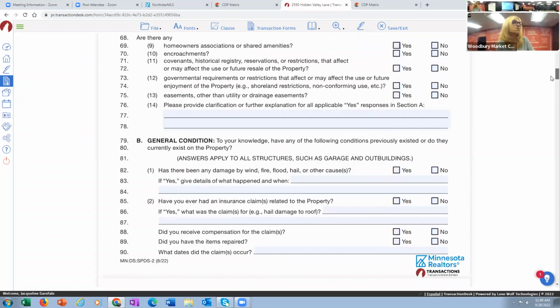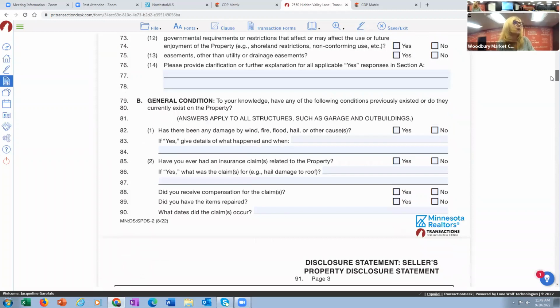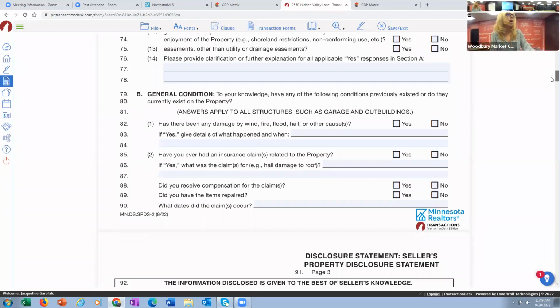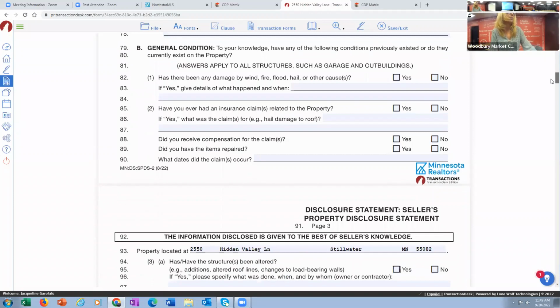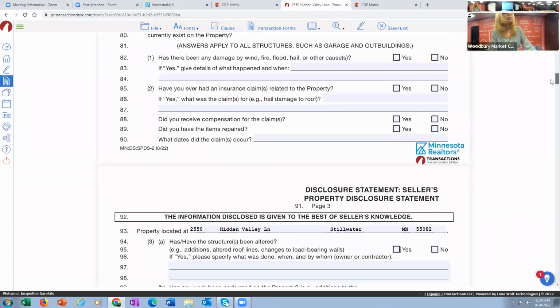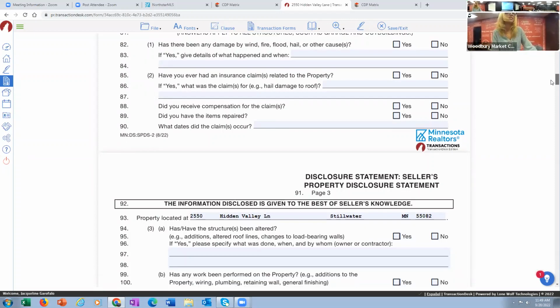General condition, now this is where we just talk about the structures, garage and outbuildings, right? So we talk about, has there been any damage? If so, how did that happen? Did you file a claim? Yep. Did you get paid? Yep. Did you fix the work? And often they'll say no. We have to make sure, and you disclose it. No, I didn't. I took the check. Just got to make sure there's no open claims because that can affect closings.